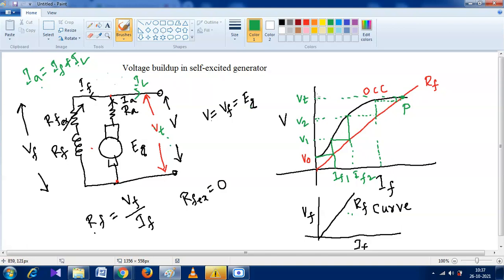And these are two separate curves. In the case of a self-excited DC generator, to understand how the voltage is built up, we have to plot these two curves in the same graph. And at the time of starting, when we just start the DC generator, there is no field current. Is there any field current when we just start that DC generator?